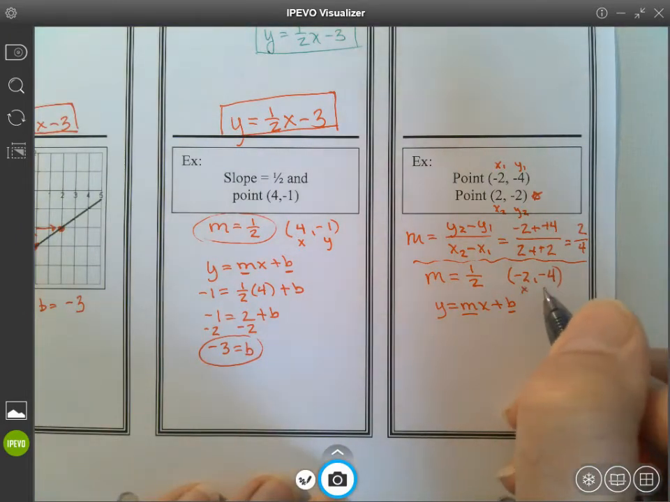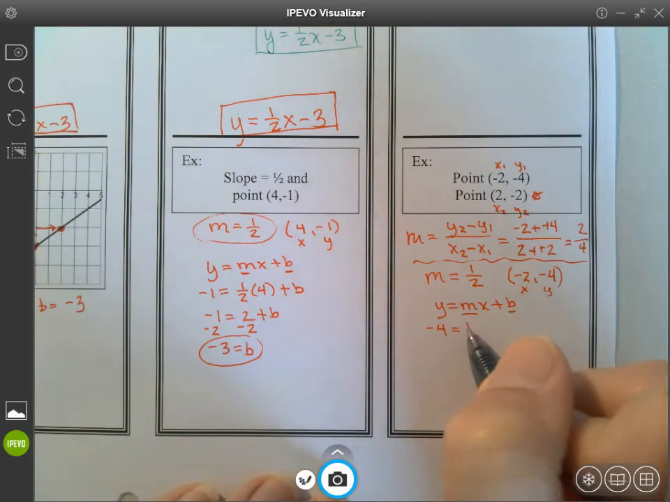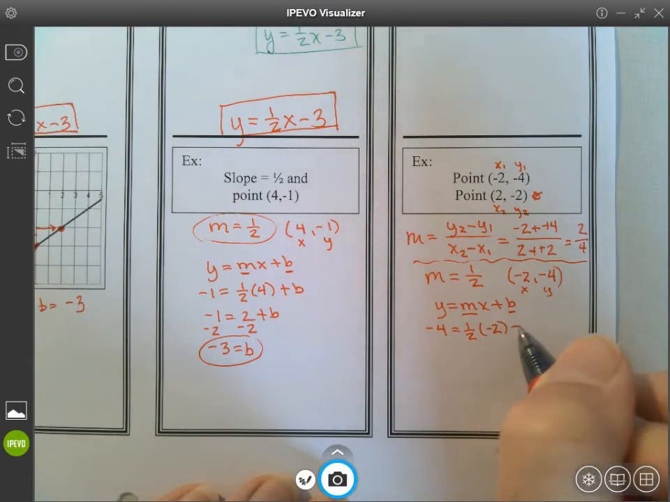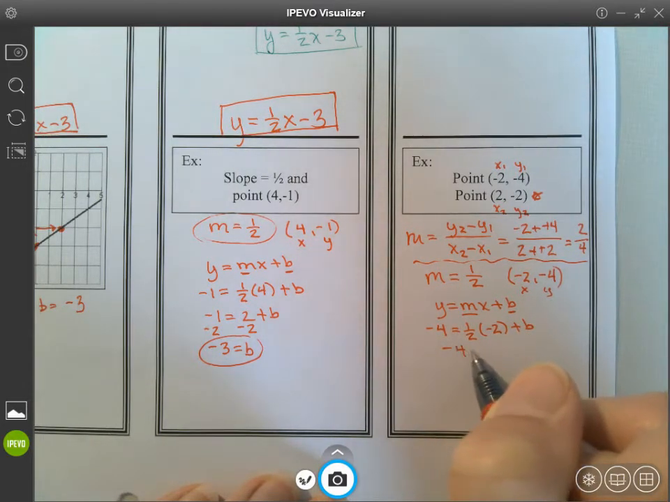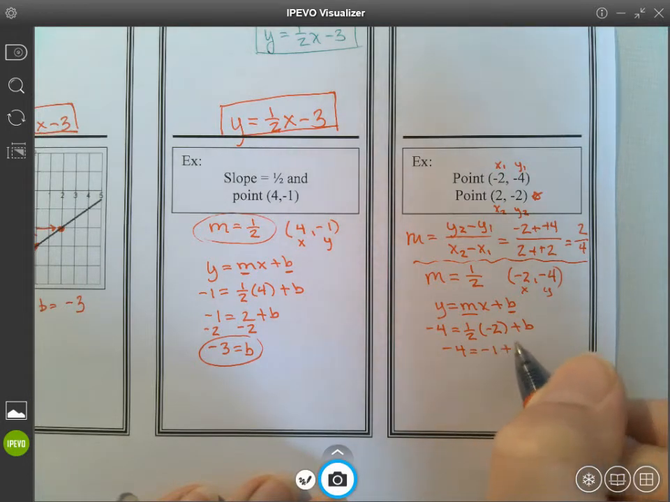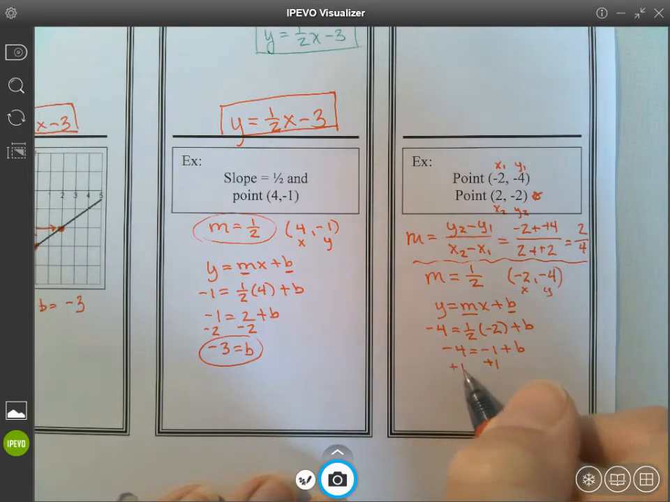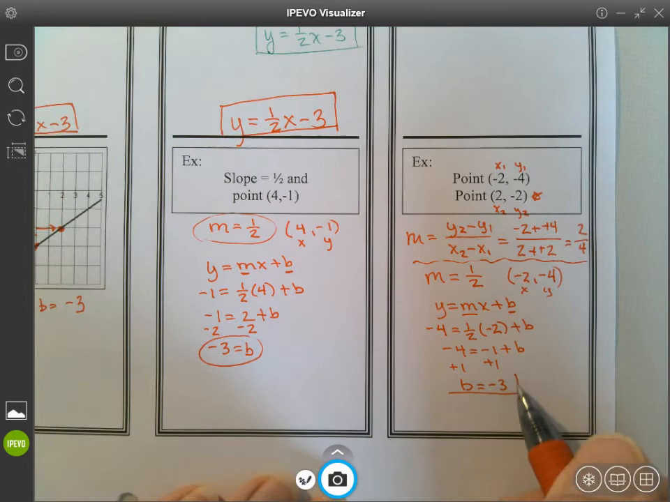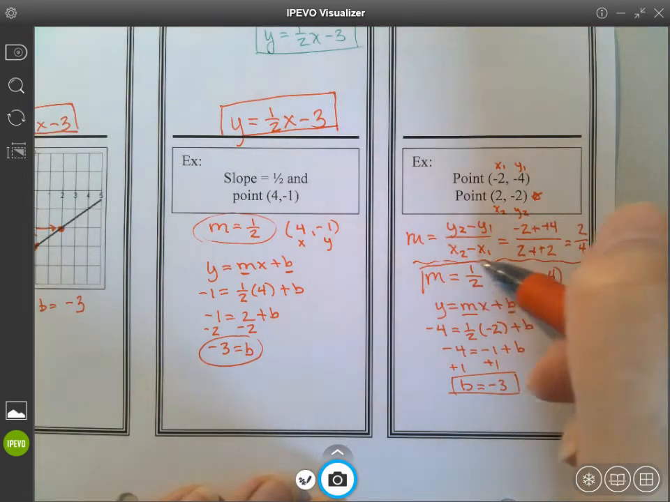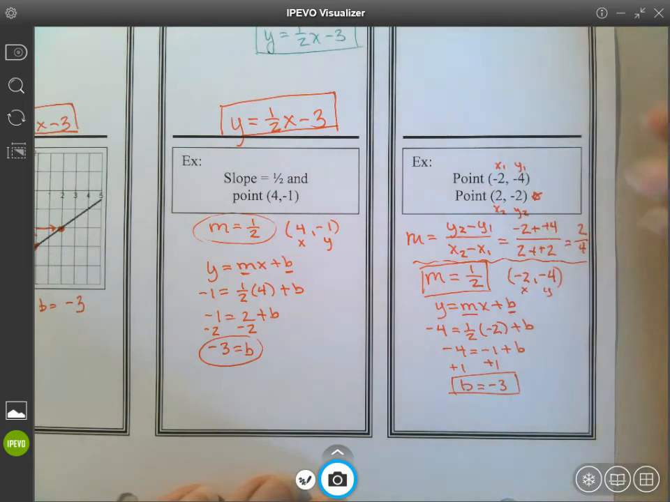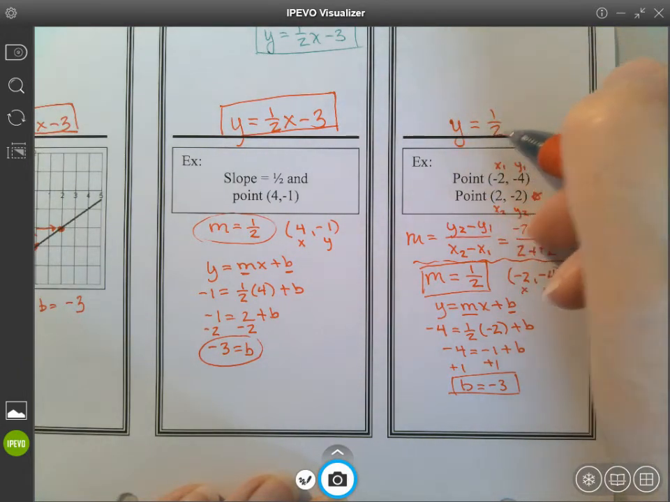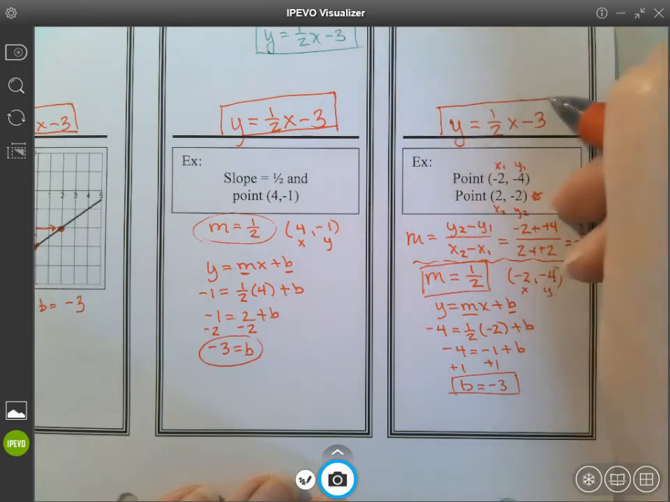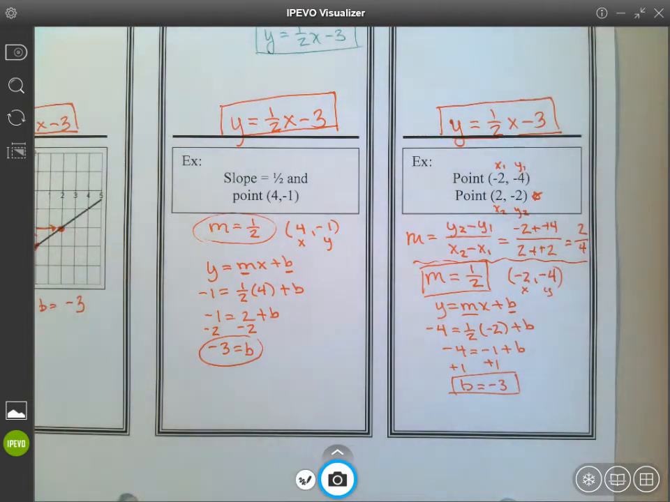So here's my x, here's my y. -4 equals 1/2 x, which is -2, plus b. So -4 equals -1 plus b. Add 1. And I get that b equals -3. Okay, so there's my y-intercept. There's my slope. And I get that same equation. Y equals 1/2 x minus 3. So they basically worked with one equation and gave you information in different forms. Does anybody want me to do it with point slope, or are you happy with this?